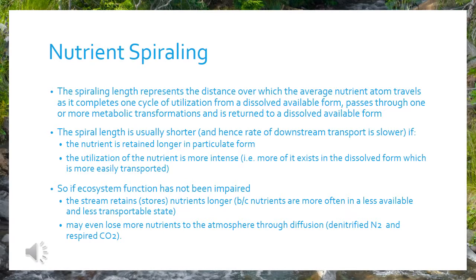The spiraling length represents the distance over which the average nutrient atom travels as it completes one cycle of utilization from a dissolved available form, passes through one or more metabolic transformations, and is returned to dissolved available form once again. The spiraling length is usually shorter if the nutrient is retained longer in particulate form. The utilization of the nutrients is more intense. So if your ecosystem function has not been impaired, the stream retains nutrients longer and may even lose more nutrients to the atmosphere through diffusion.